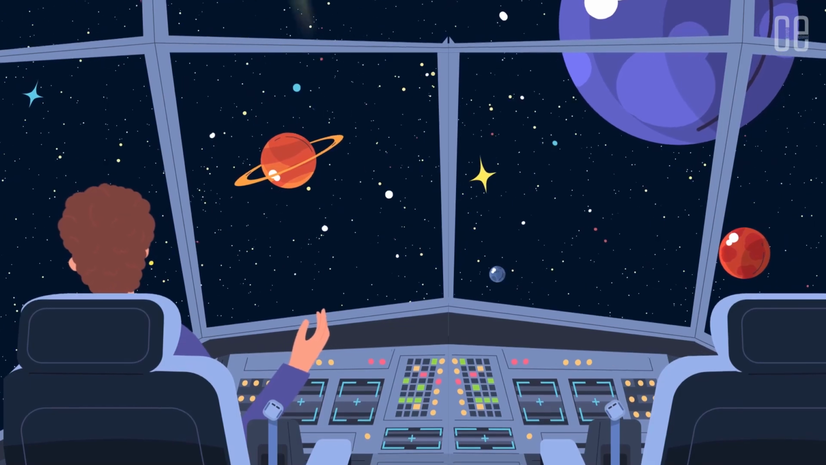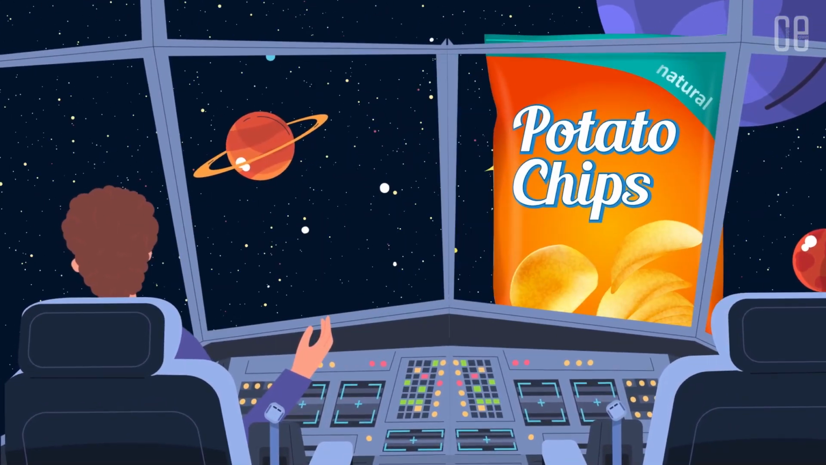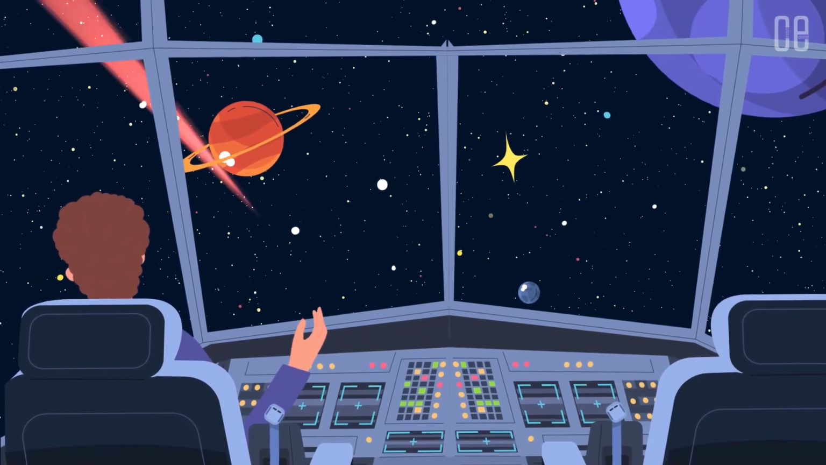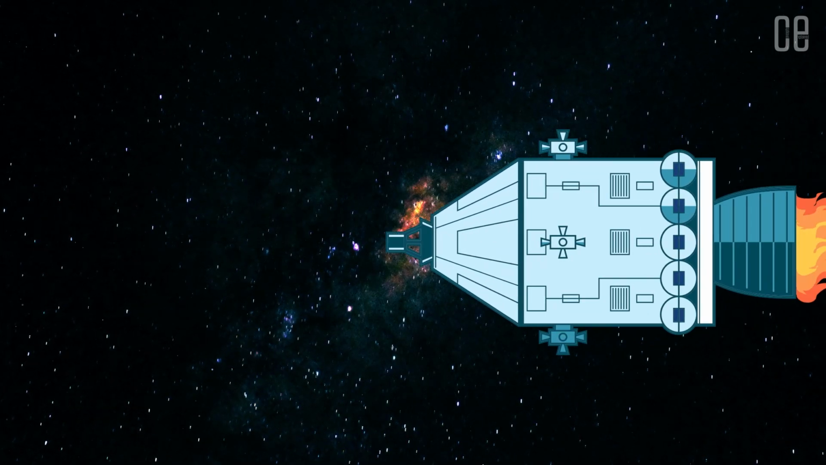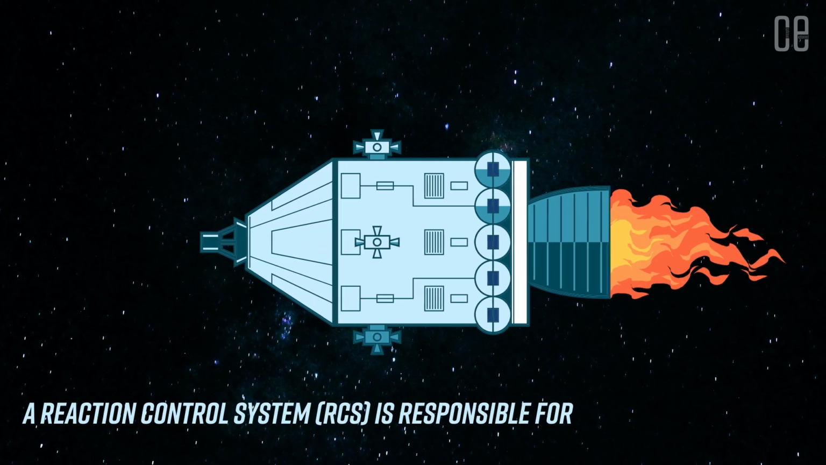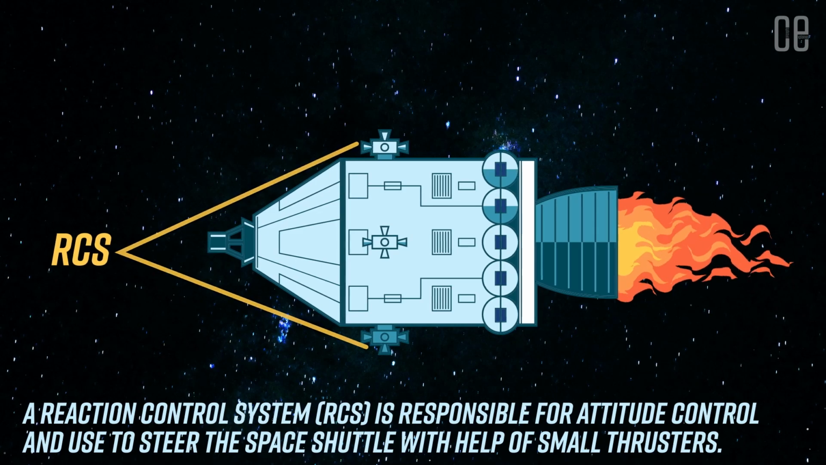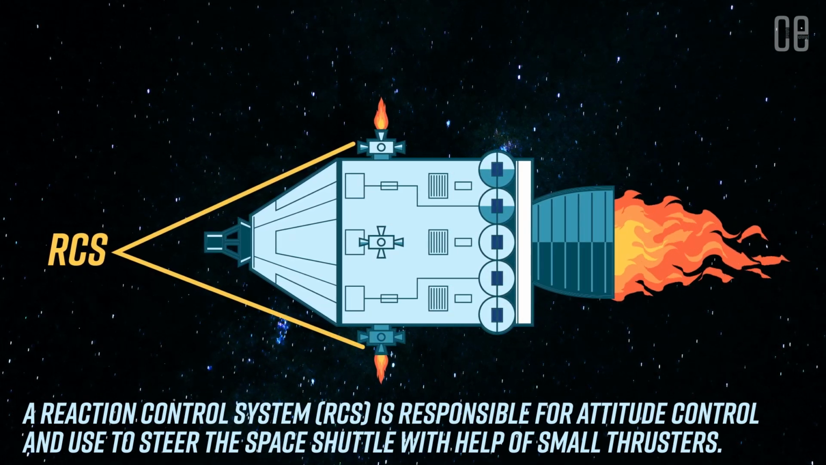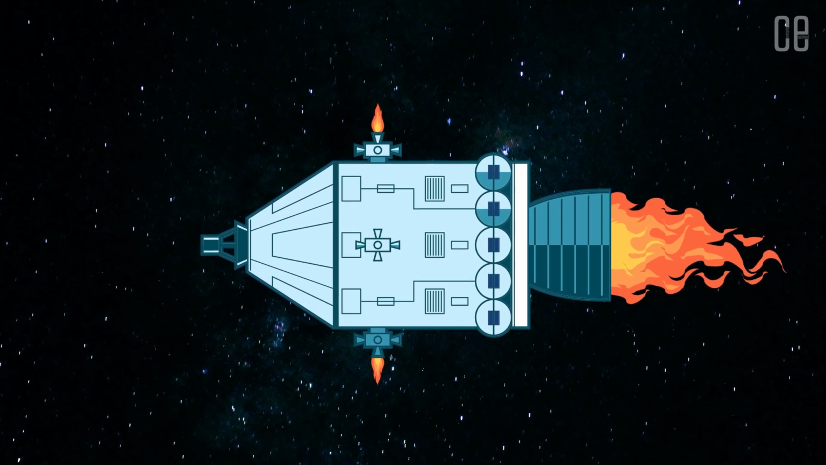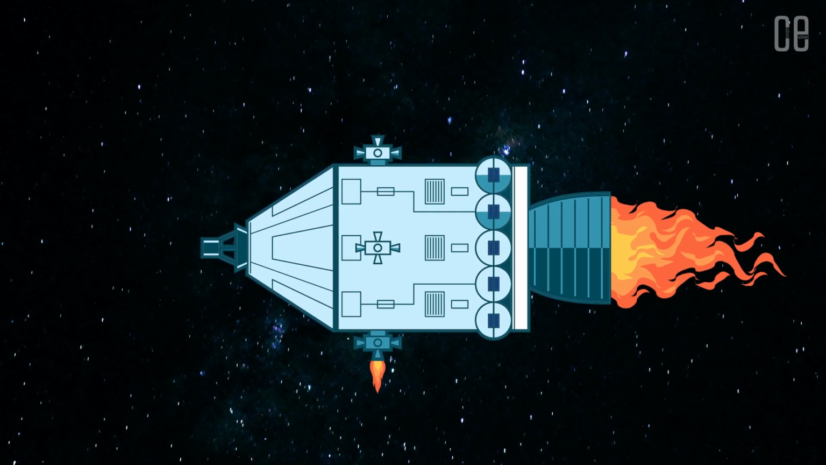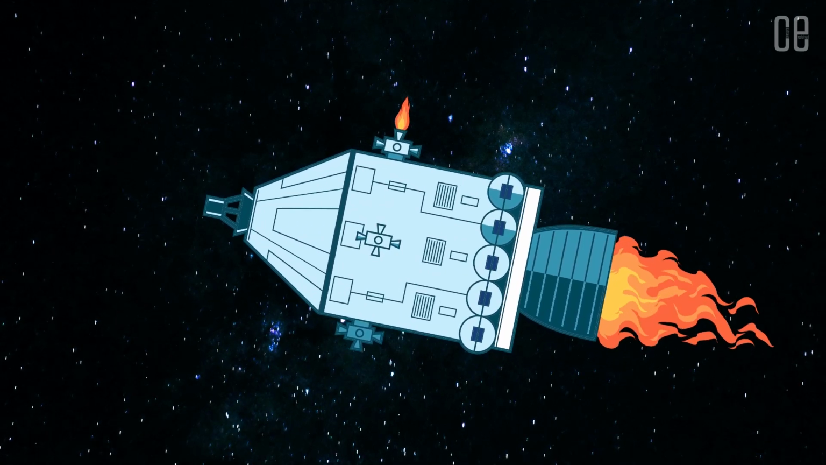Okay, what if an astronaut forgot to pack his bag of potato chips? How would he make a U-turn? In order to steer the space shuttle, we need RCS. The reaction control system is like the steering wheel of the spacecraft. A reaction control system consists of small thrusters placed in different locations on the space shuttle. In simple words, if we want to make a right turn, the left side thrusters will be activated.